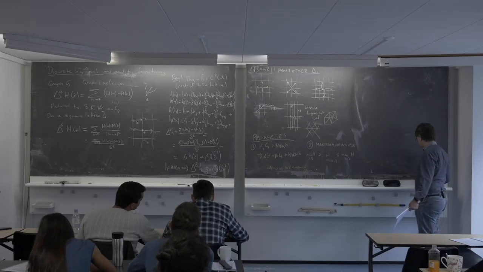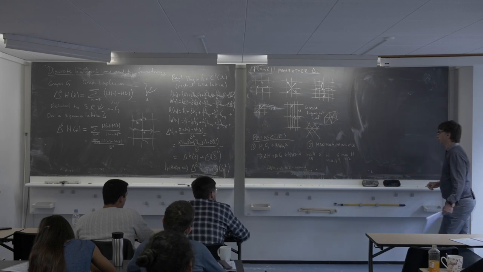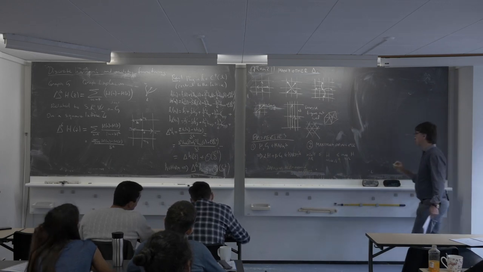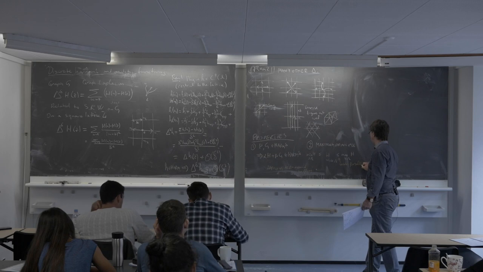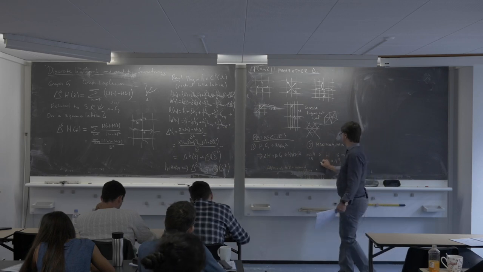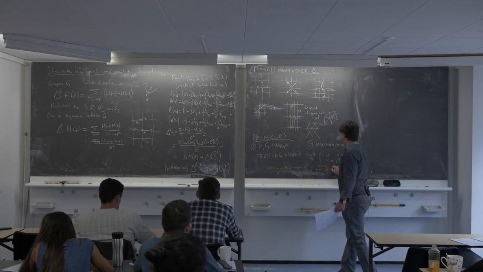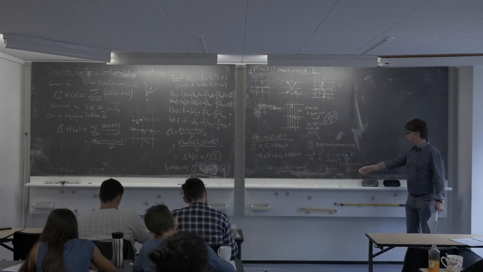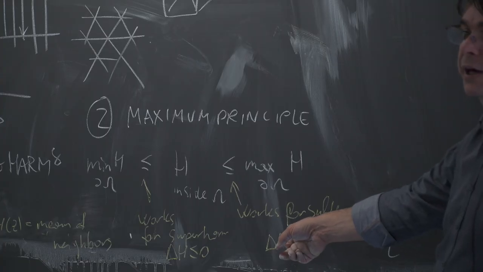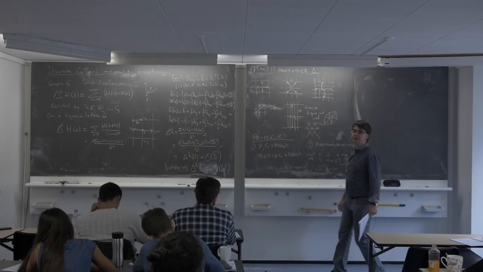And also another remark is that this inequality about the maximum works for subharmonic functions. Subharmonic are functions where the Laplacian is positive. And the other inequality works for superharmonic, where the Laplacian is negative. Because if the Laplacian is positive, then the function can't have a maximum inside, because the Laplacian being positive means that h of z is at most the mean of its neighbors.